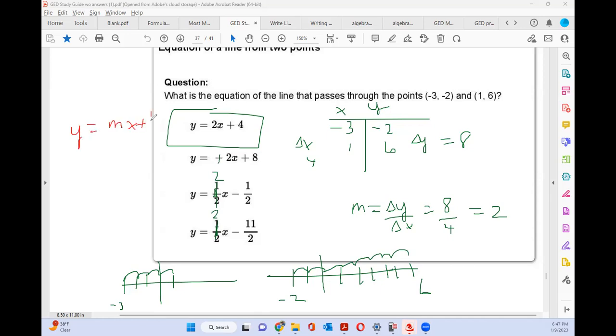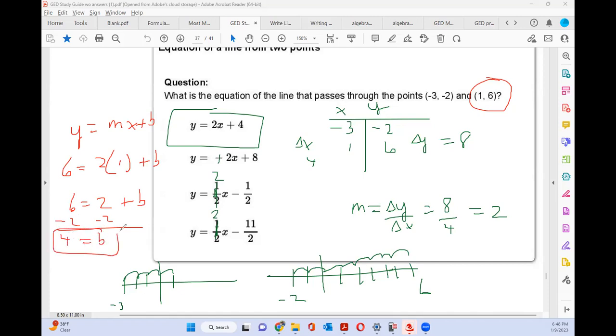y equals mx plus b. What point do I use? I can use any point. I'm going to use this one. I like positive numbers. I don't like negative numbers. So y is 6, my slope is 2, my x is 1, plus b. 6 equals 2 plus b. Subtract 2 from both sides. 4 equals b. My y-intercept is 4, my slope is 2. There's my answer right there.